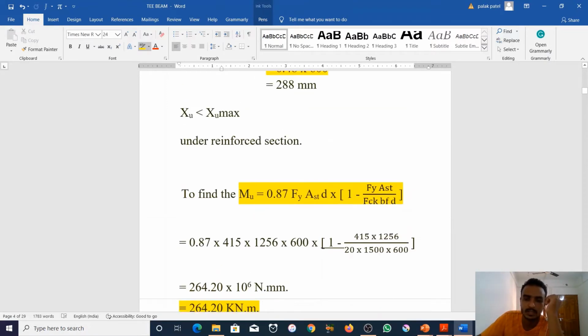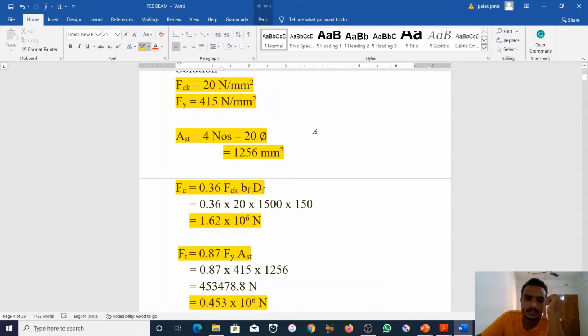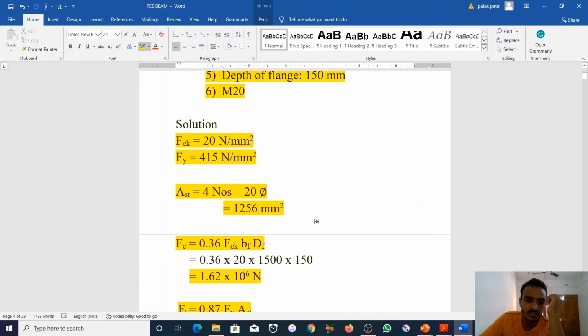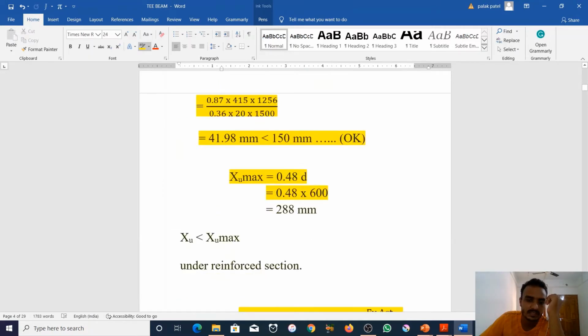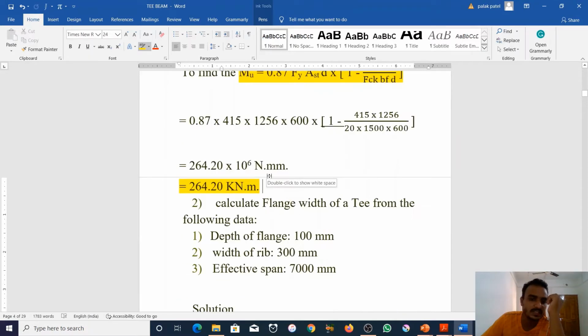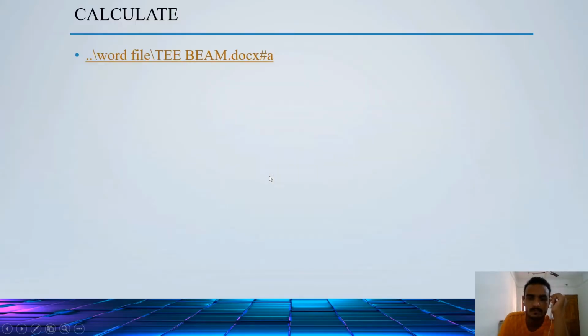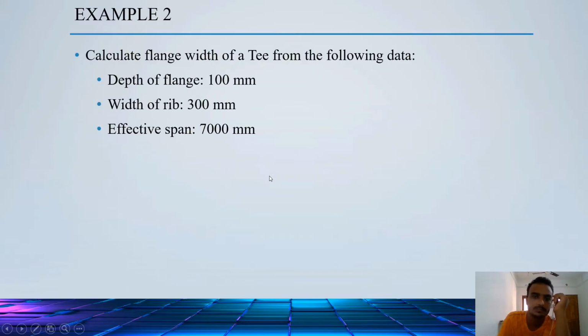If I design a beam and this design is followed, that type of beam can resist 264.20 kilonewton meter moment. Understood? So our analysis is completed. One example finished.